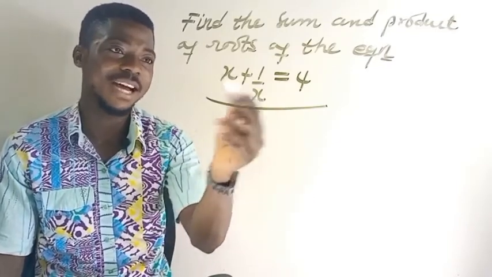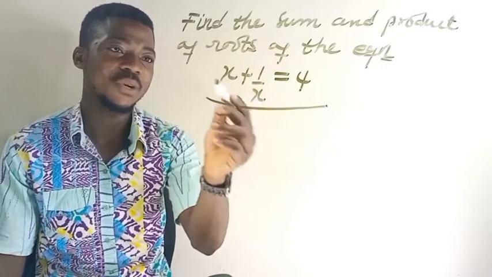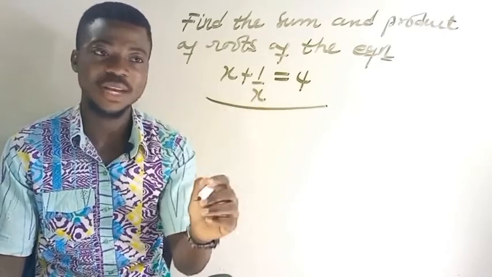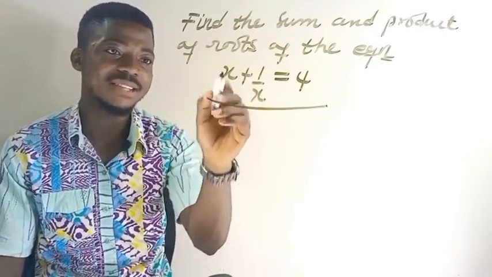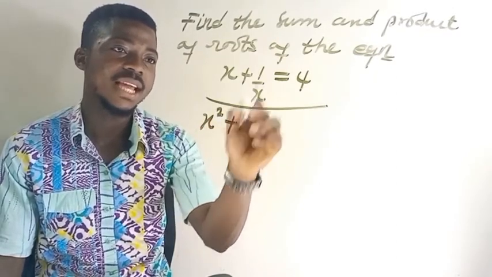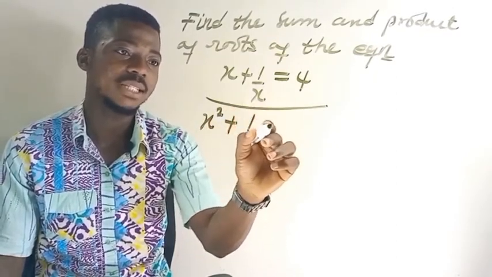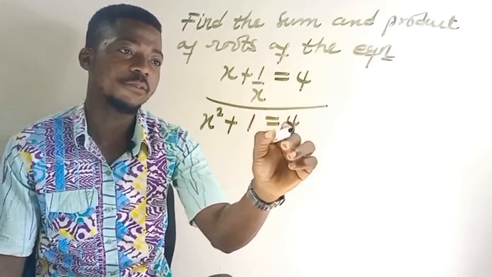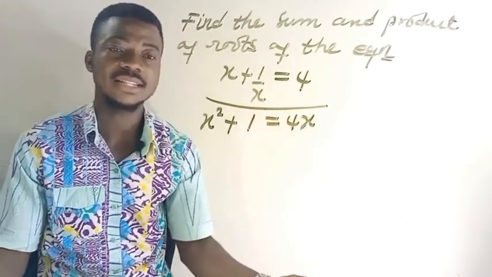So we have to multiply the equation through by the denominator. So here we're going to have x times x, which is going to give us x squared, and here x cancels, so we're going to have 1 equal to 4x. So we're going to have something like this.